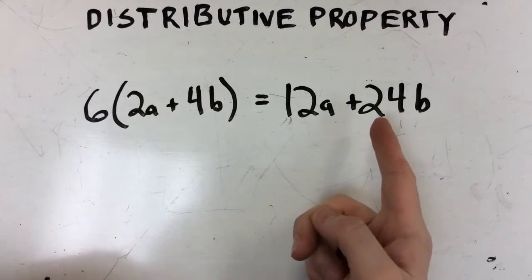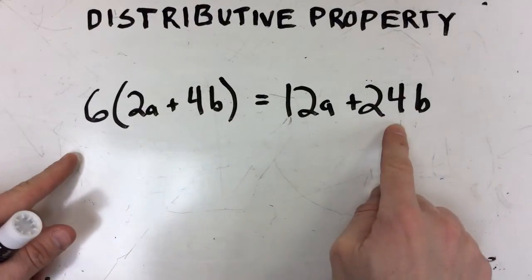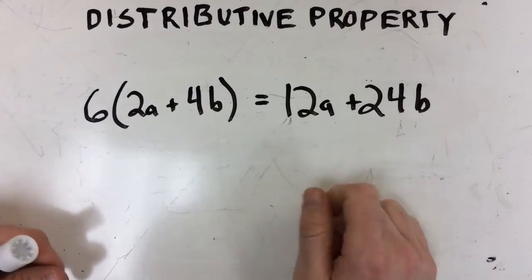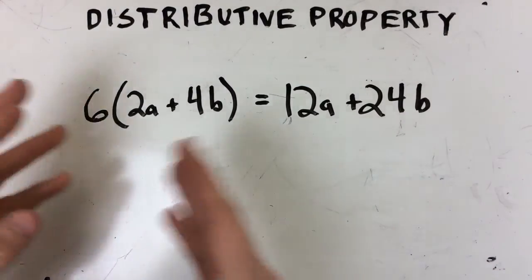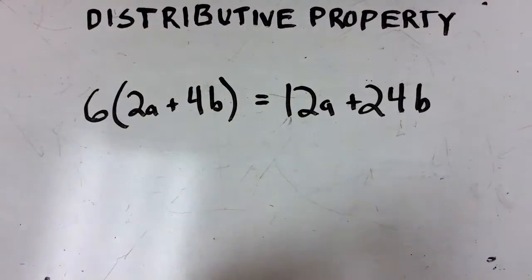Here's your new equation. Take a second to write it down and try to label each of the factors as well as the product, and also label which side is the factored form and which side is the expanded form. Pause the video and figure it out.